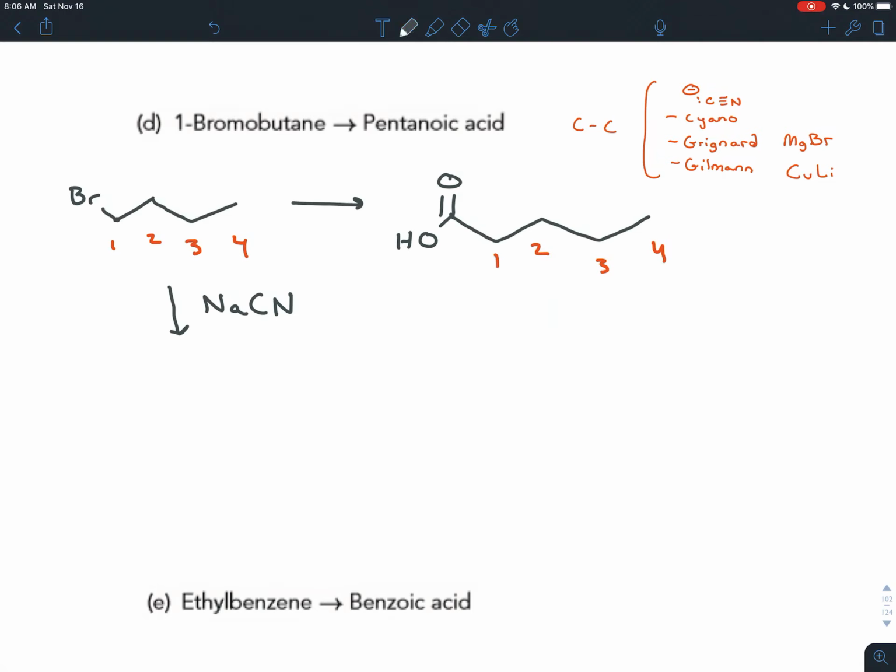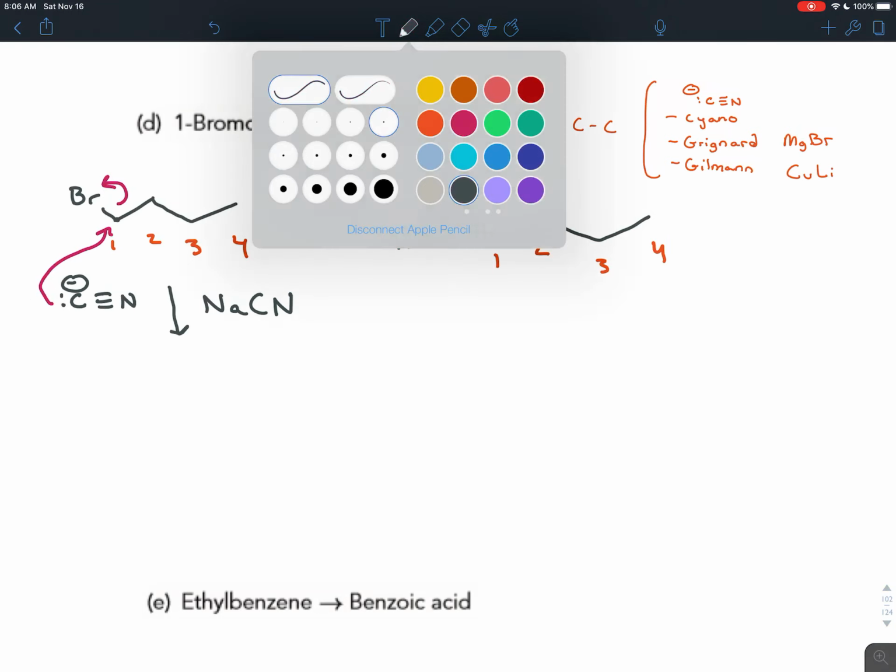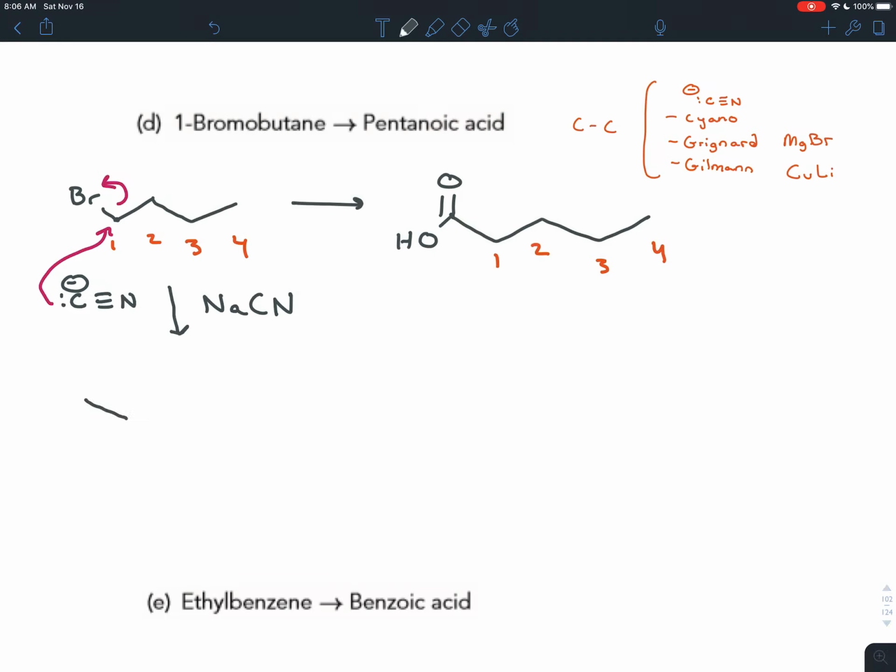So that's the first thing, and then what this would do is the carbon nucleophile would swoop in, attacking this carbon, kicking the bromine off. So you'd have 5 carbons now. Instead of the bromine, you have this other carbon and 3 bonds to the nitrogen. So this is our first step.